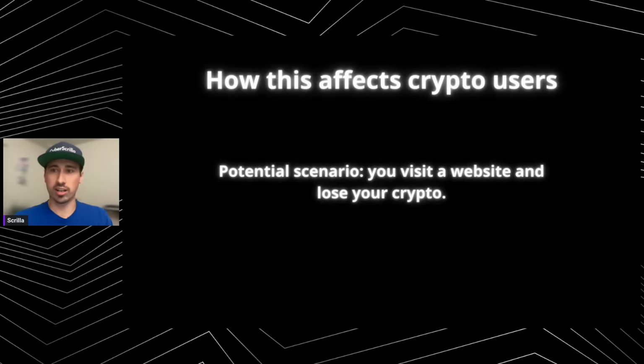So how does this affect crypto users? I pretty much already explained that, but it's literally as simple as you visit a website and your wallet is compromised. I mean, it could literally be that simple. I haven't heard of any specific reports of people losing crypto as a result of this.